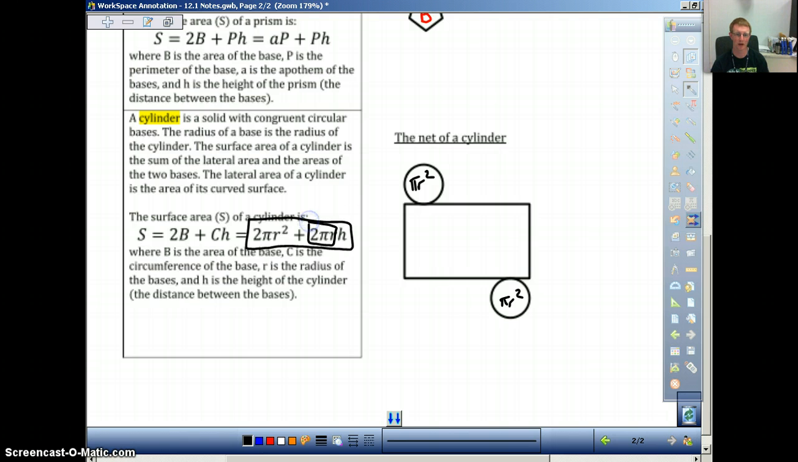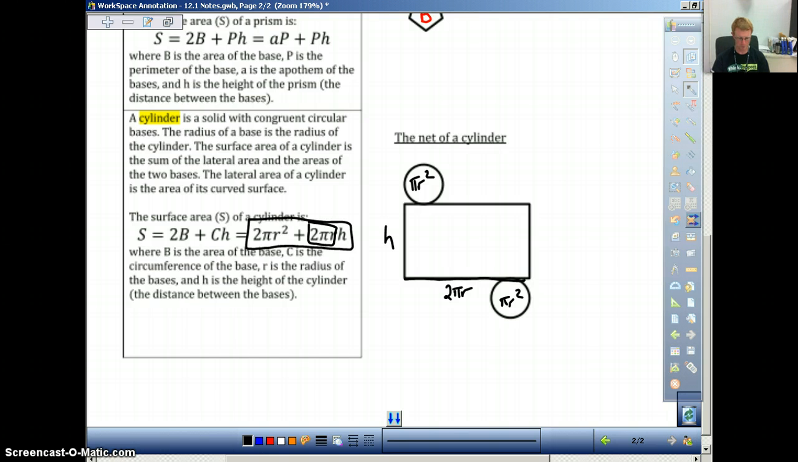So the outside of it is going to be the circumference times the height. So this right here is the circumference of that circle. If you were to unwind the tube, this would all be circular right here. So that right there is the 2 pi r, and this right here is the height.